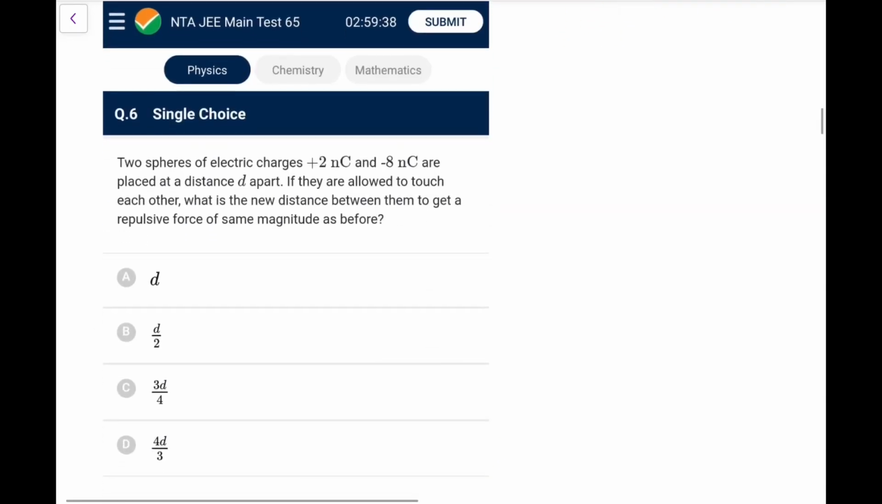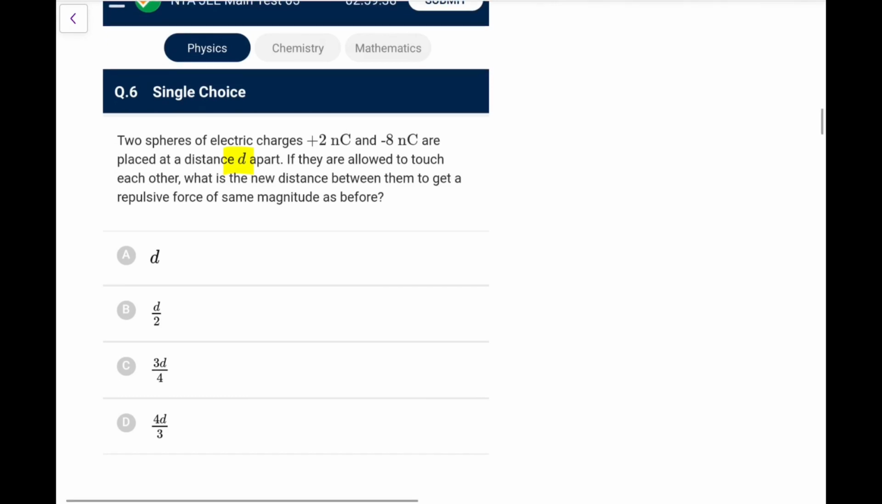Next one. Two spheres with electric charges plus 2 and minus 8 nanocoulomb are placed at a distance d apart. They are allowed to touch each other. What is the new distance between them to get a repulsive force of the same magnitude?